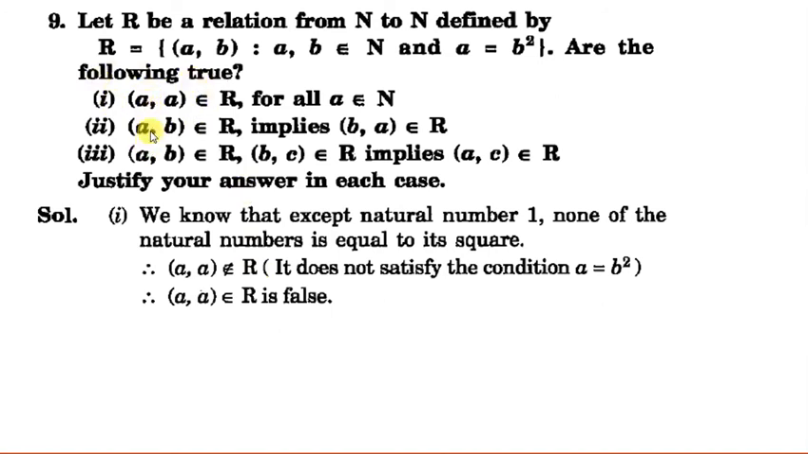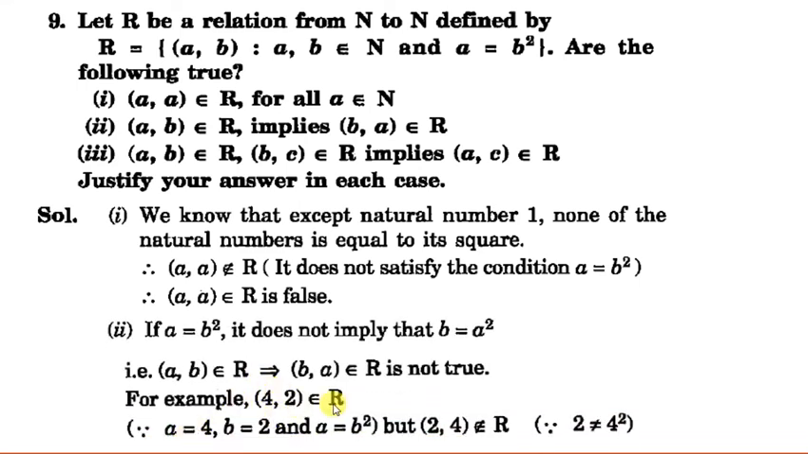Second one is, if (a, b) belongs to R, does it imply (b, a) belongs to R? This will also not be true, because if a is the square of b then b will not be the square of a. For example, (4, 2) belongs to R because 4 is equal to 2 square, but (2, 4) will not belong to R because 2 is not equal to 4 square. It means (a, b) belongs to R, but (b, a) does not belong. So this statement is also false.